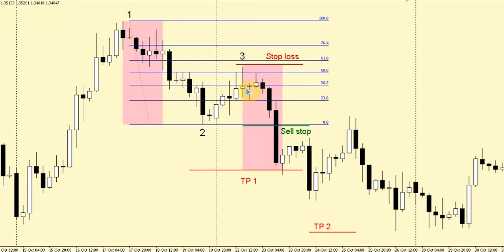Preference should be given to exactly that pattern 3 which is between levels 38.2 and 50, and levels 50 and 61.8 of the Fibonacci stretched at the distance of 1-2. As you can see, the price has reached level 50, turned around and went down. We place a sell stop order just below point 3. To take profit, we will fix it at a distance of 1-2.